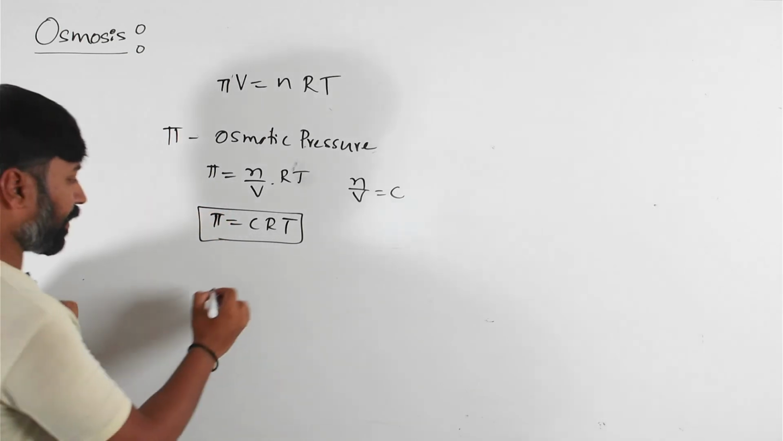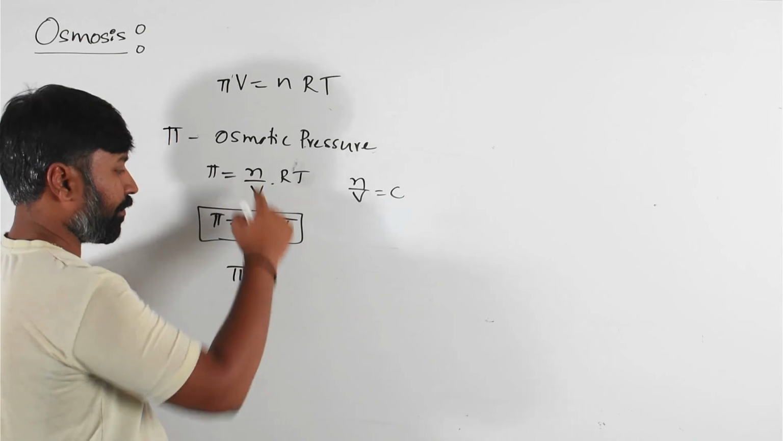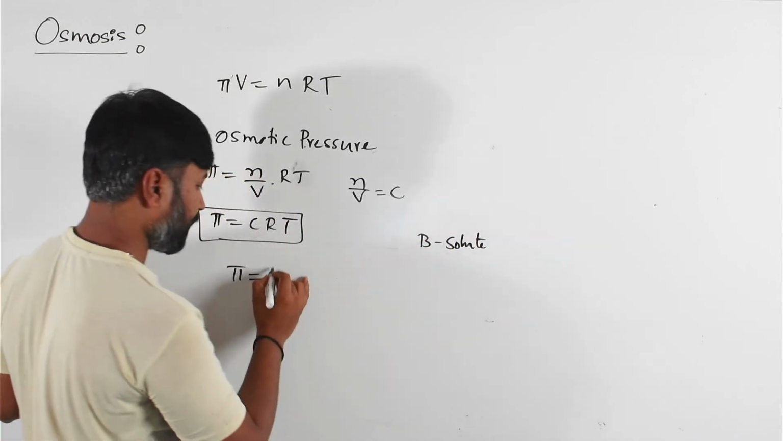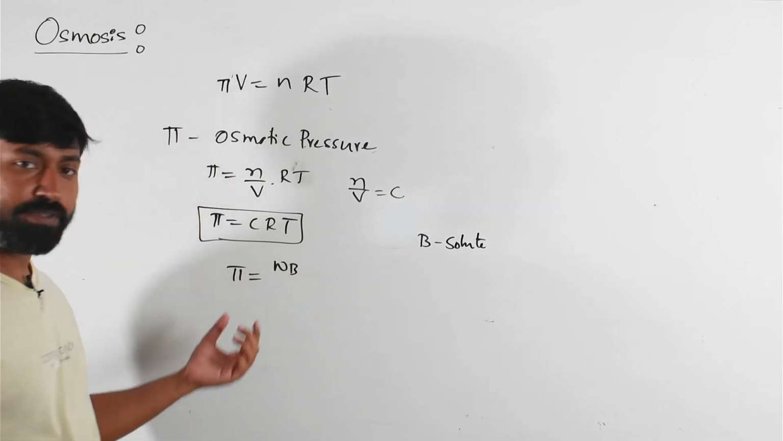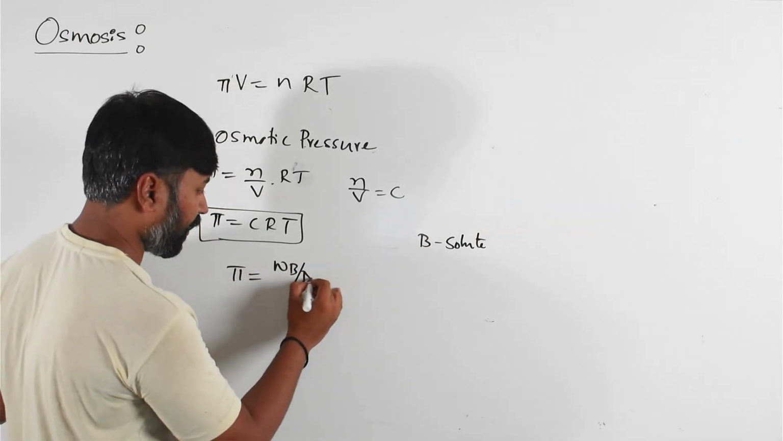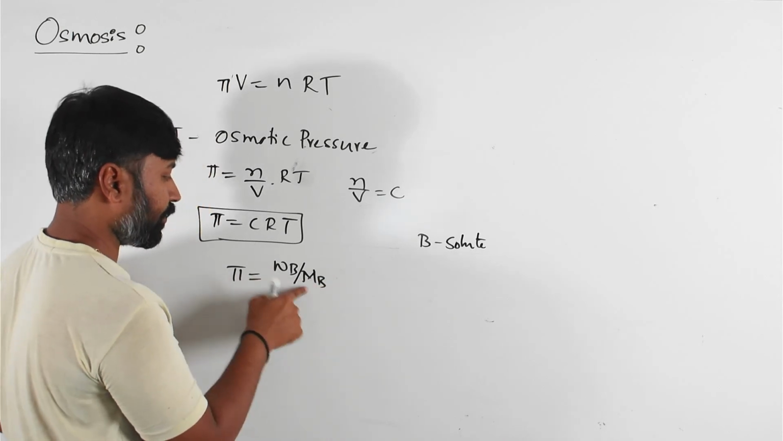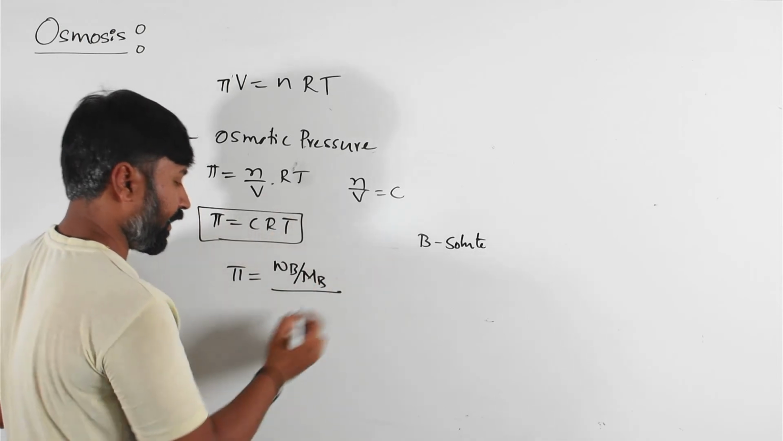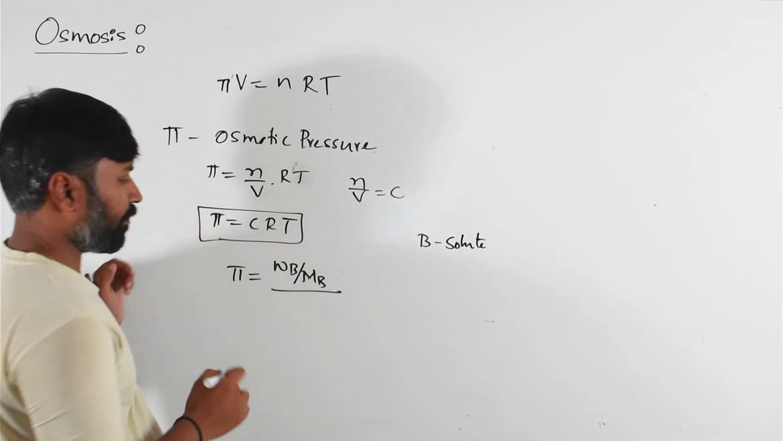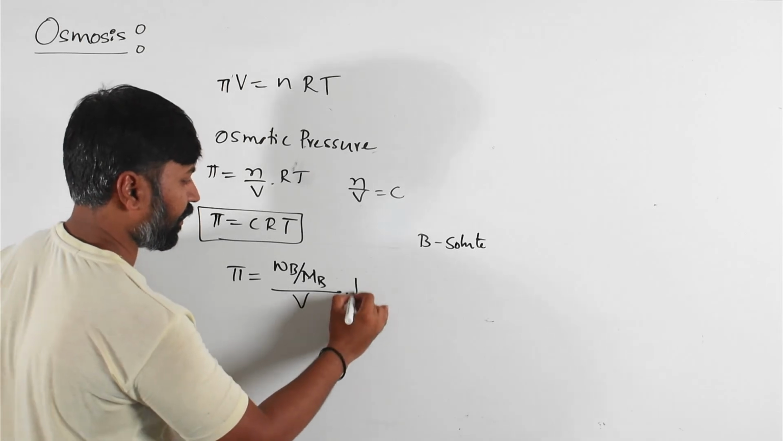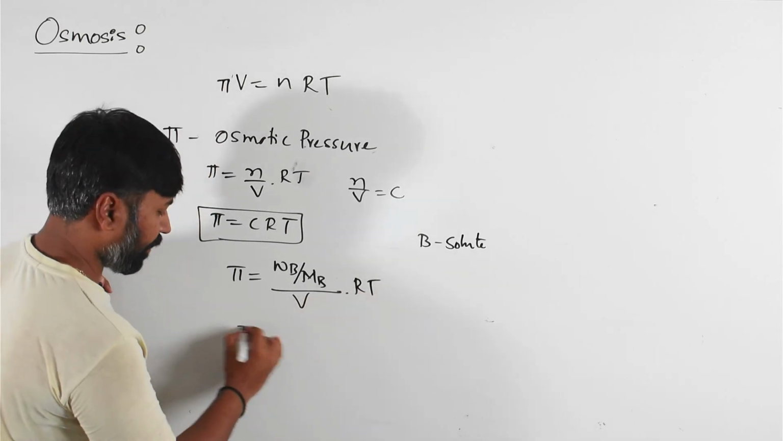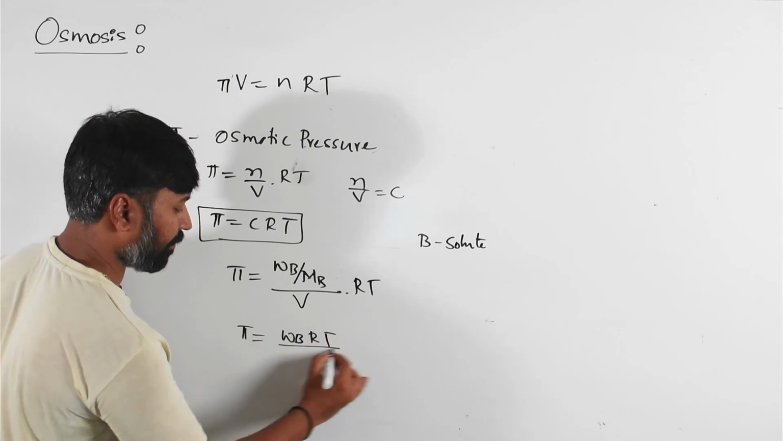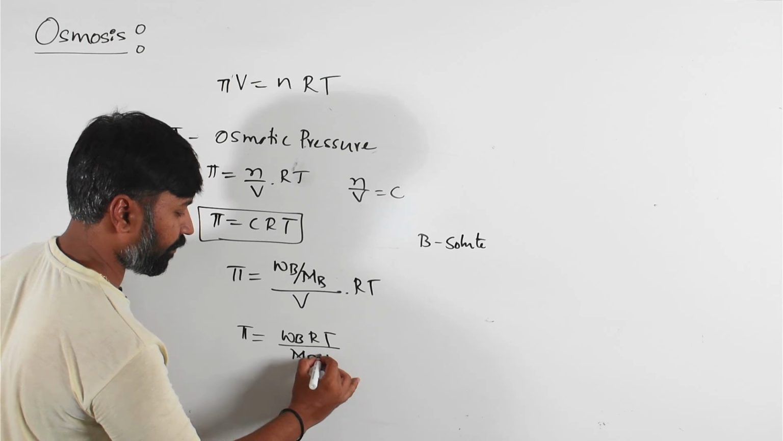Now we take this equation again. Assume that B is a solute. WB is the weight of the solute we have taken, divided by the molecular mass of the solute, MB. These two terms give us the number of moles, divided by the volume of the solution, V, into RT. So we can simplify it: pi is equal to WB RT divided by MB into V.